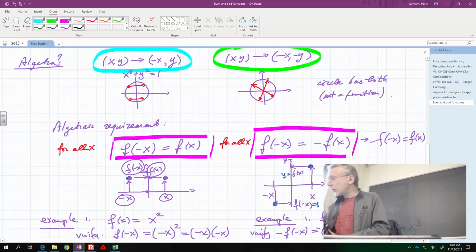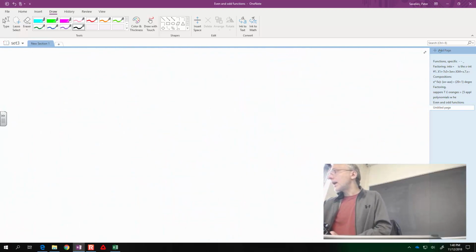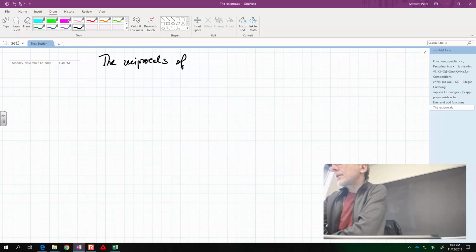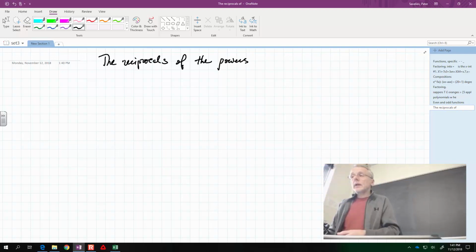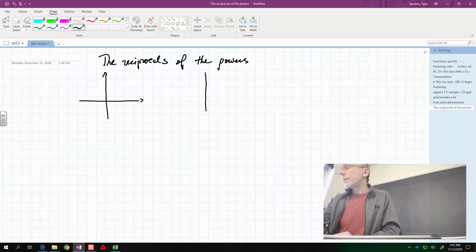Just a few more examples of odd and even functions from what we have seen. Powers, but also the reciprocals of the powers, have the same symmetry. So instead of having x squared, x cubed, x fourth, x fifth, I'll take the reciprocal of those, which is what we've just been talking about. These are all rational functions.